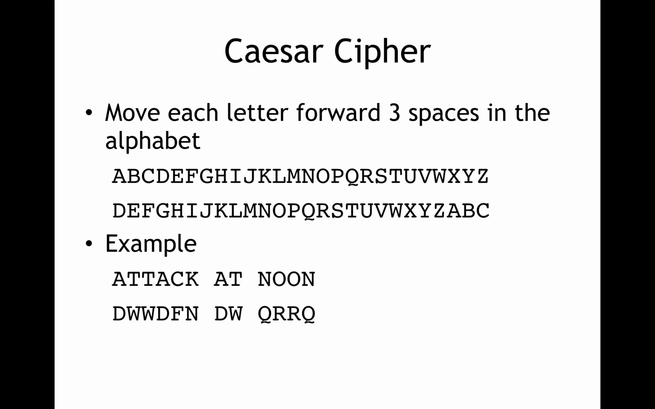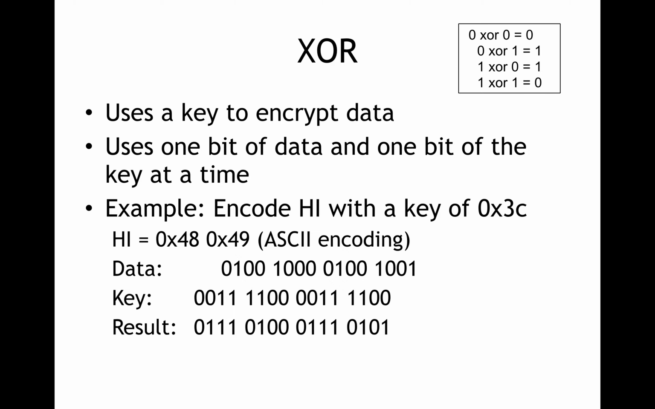So Caesar ciphers, the simplest one, just move every letter forward a few spaces in the alphabet. So "attack at noon" turns into this junk. That will stop some attackers. It's a very weak defense, but it does mean that people that don't know anything more than run strings will not see the strings. XOR is a small step up. Simple XOR, you have a 1-byte key, so you just keep encrypting it with the same byte.